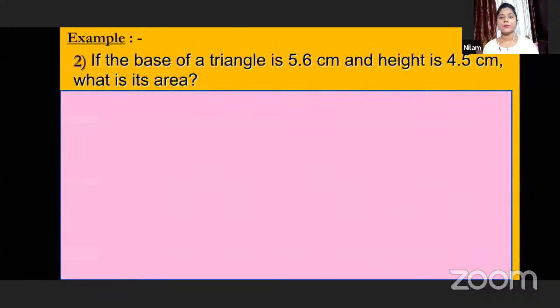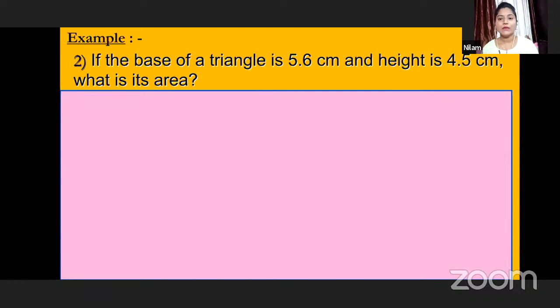See, the next example is on the screen. Listen carefully. The next question: if the base of the triangle is 5.6 centimeter and height is 4.5 centimeter, what is its area? Now see, children, in the first sum, the sides were given, but in the second sum, it is clearly stated that base is there and height is there. So we can opt for the formula that we have learned.